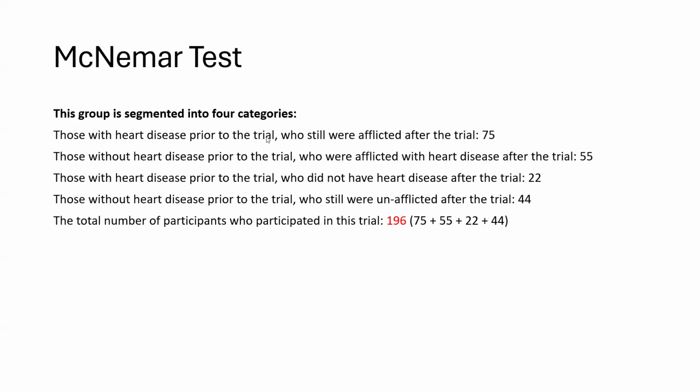So this is what is being displayed within each cell within the matrix. Those with heart disease prior to the trial who still were afflicted after the trial, 75. Those with heart disease prior to the trial who were afflicted with heart disease after the trial is 55. Those with heart disease prior to the trial who did not have heart disease after the trial is 22. And those without heart disease prior to the trial who still were unafflicted after the trial is 44. If we sum up all the cells, that gives us the total number of participants who participated in this trial.